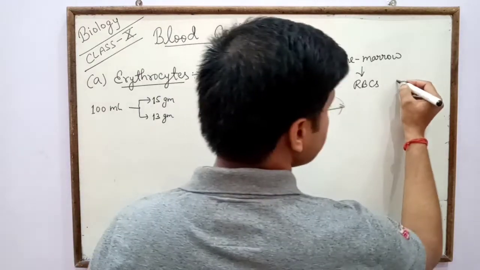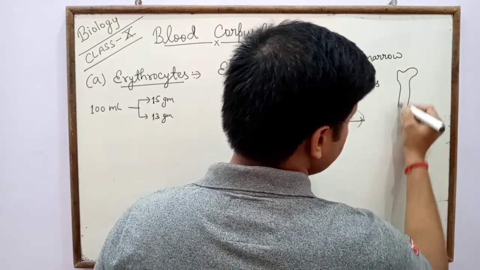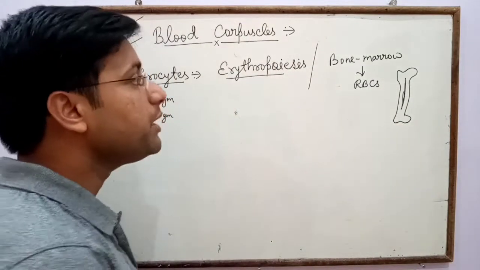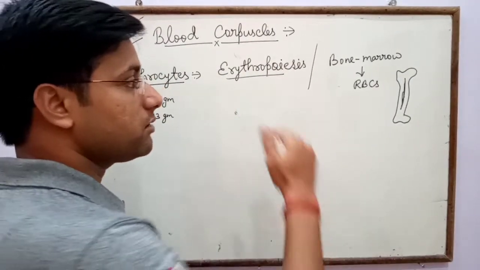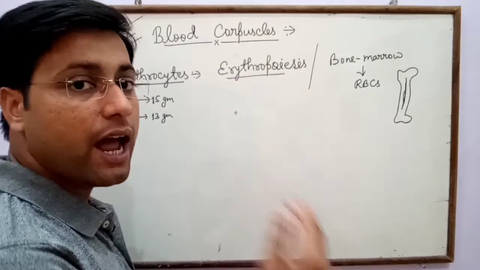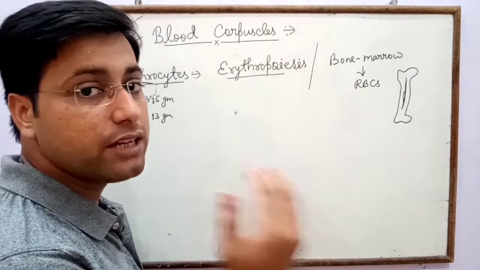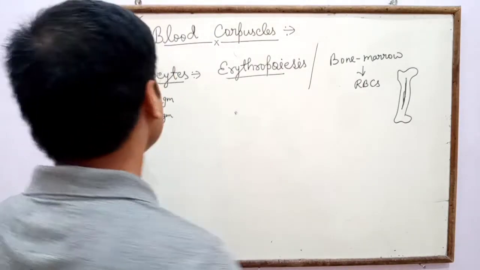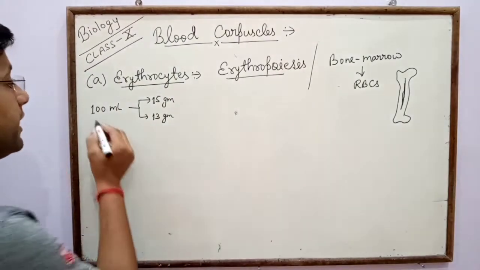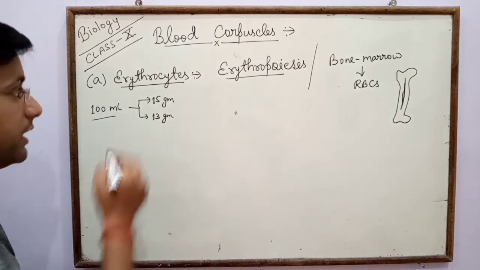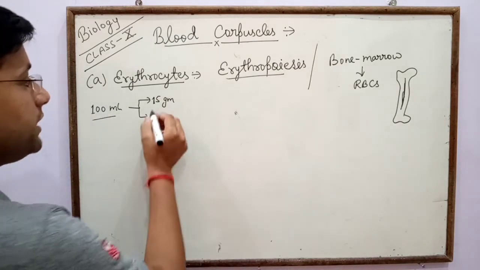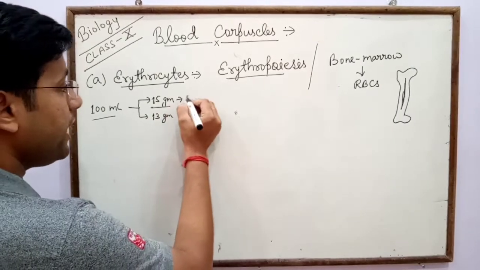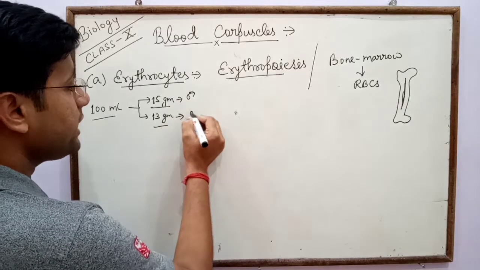Bone marrow is present inside the hollow space of our bones, and bone marrow is responsible for production of RBC and many types of lymphocytes, especially B lymphocytes and T lymphocytes in our body. And 100 ml of blood in a human being contains 15 gram hemoglobin in case of male and 13 gram in case of female.